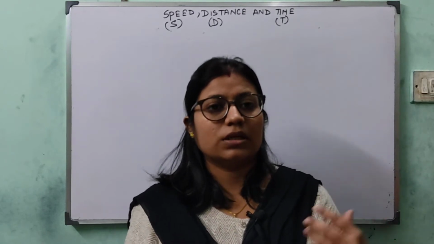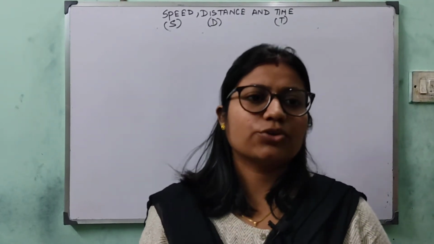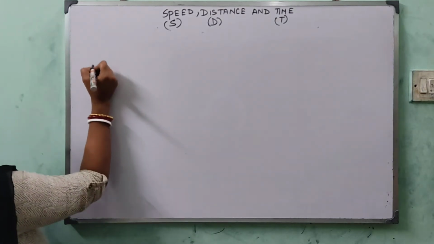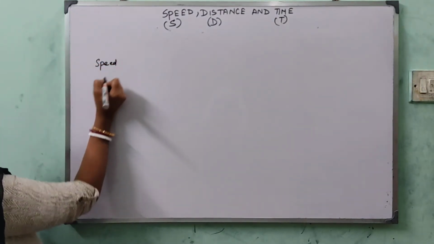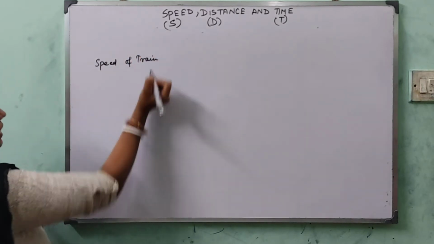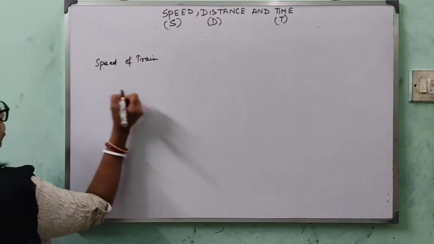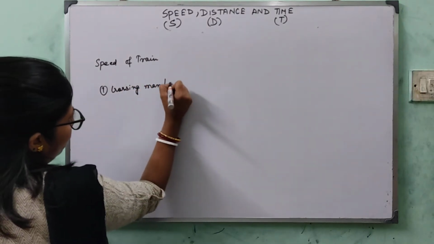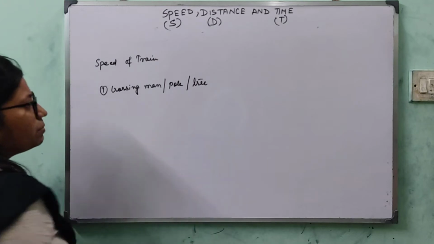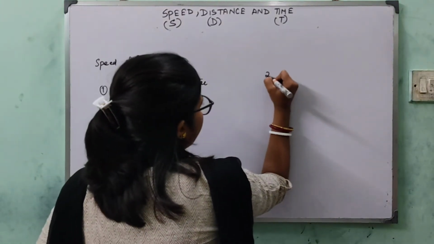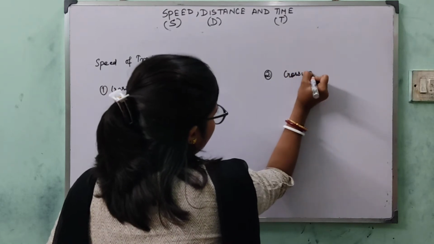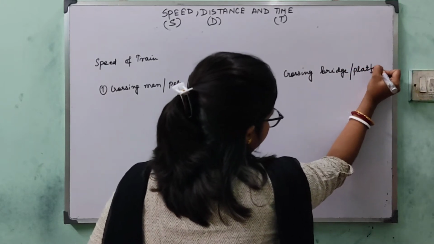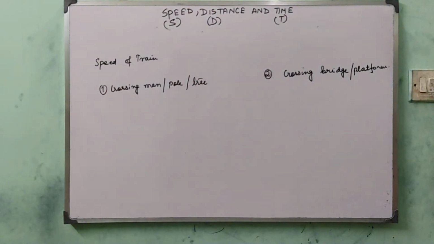Today we are going to do the continuation of the chapter Speed, Distance and Time. Today we are going to deal with a very important concept, that is sums based on the speed of trains. Suppose I say to find the speed of a train in case the train is crossing a man or a pole or a tree, something that is stationary. This is case 1. And second is if it is crossing a bridge or a platform. Then what do we do in this case?